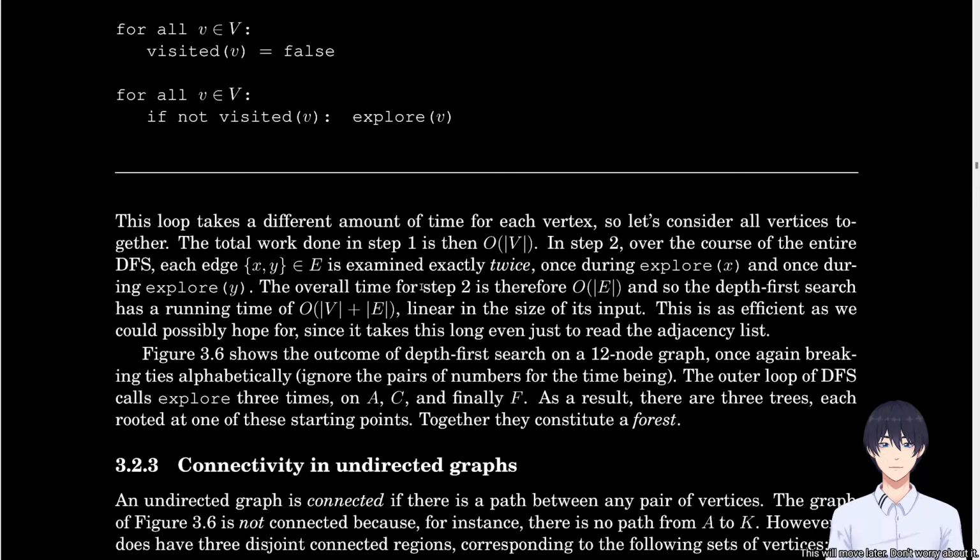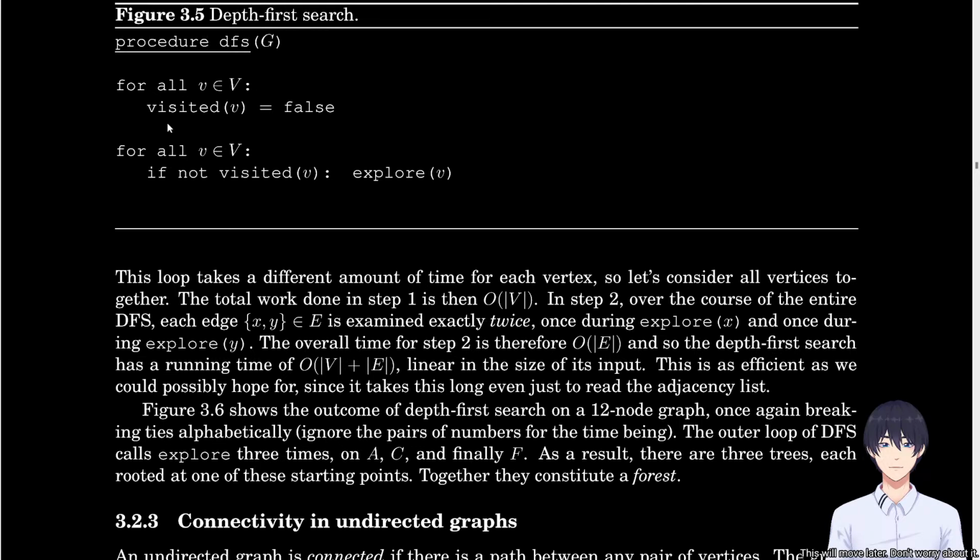The overall time for step 2 is therefore O of number of edges, and so depth first search has a running time of number of vertices plus number of edges, linear in the size of its input. This is as efficient as we could possibly hope for, since it takes this long even just to read the adjacency list. Okay, but let me think about why this is not quadratic.